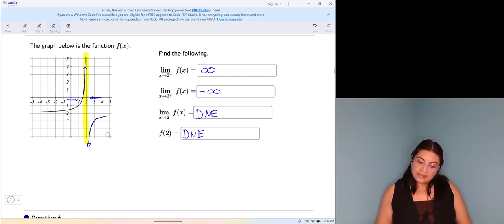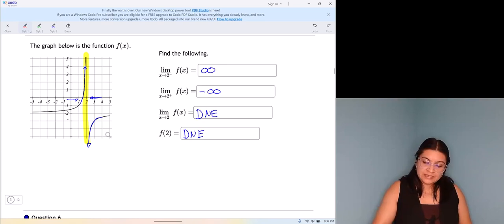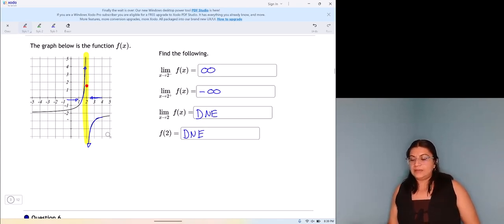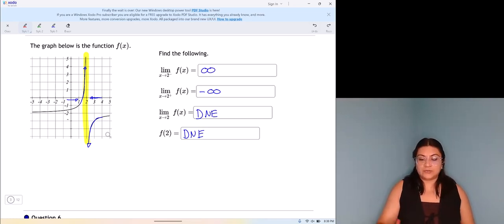The only way that f of 2 is an answer is if you see a closed circle somewhere there in the graph. So that's the only way that you have an answer. But other than that, we would say D and E because we have that asymptote there.